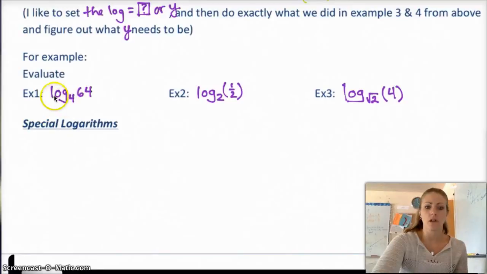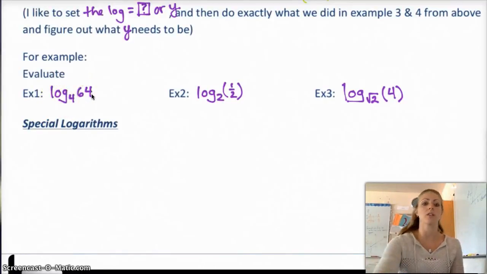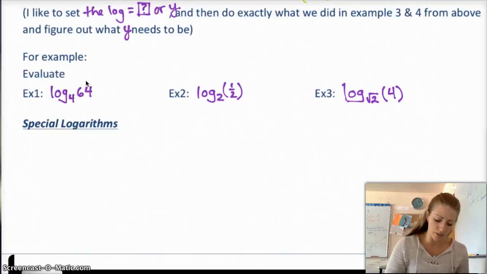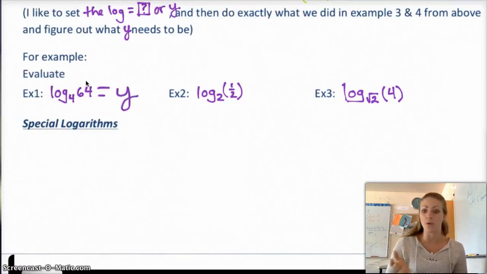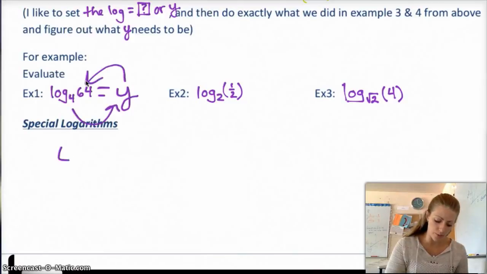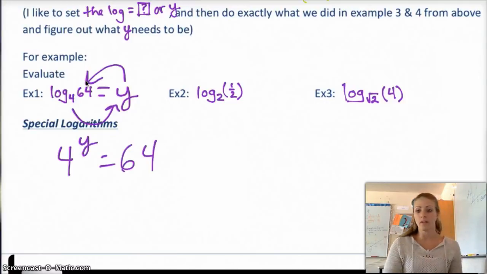So log base 4 of 64 is actually equal to the exponent on 4 that equals 64. My process is to set it equal to a question mark or y or something, and then roll the log. So 4 to the y equals 64. Well, 4 to what power equals 64?